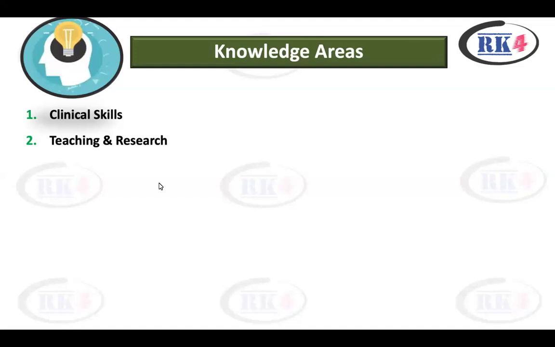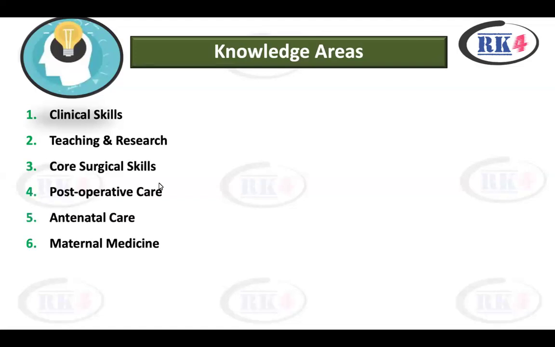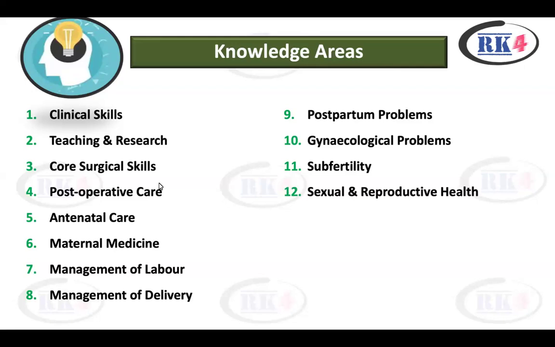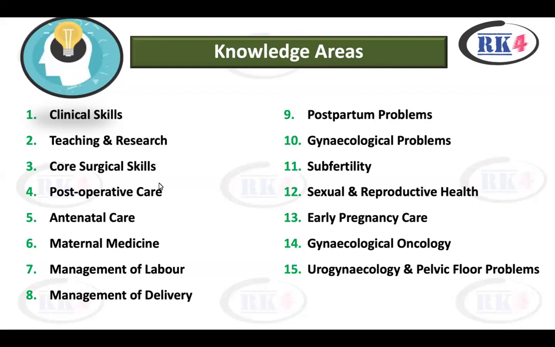Previously, there were 18 modules which were tested in MRCOG Part 2, but now they have divided it into 15 knowledge areas, as you can see. And these are almost the same modules: core surgical skills, post-op care, antenatal care, maternal medicine, labor and delivery management, postpartum problems. Then come the gynae problems, subfertility, sexual and reproductive health, early pregnancy care, gynae oncology, urogynecology. So the knowledge areas are the same, and you have to prepare according to the knowledge areas, according to the modules.